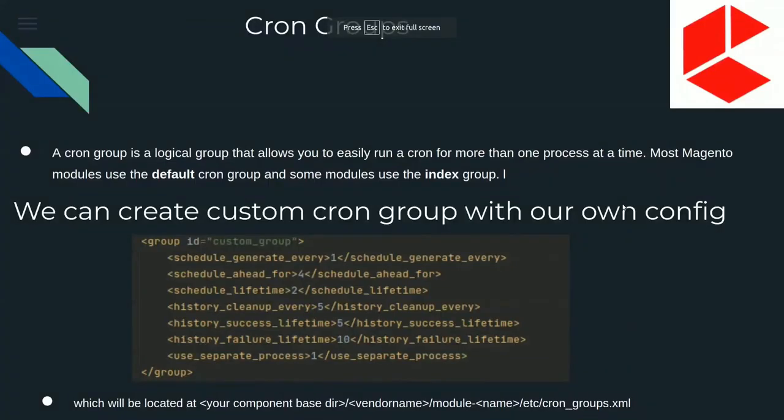Cron group is a logical group that allows you to easily run a cron for more than one process at a time. Most Magento modules use default cron group and some modules use index group. We can create our own custom group with our own configuration. As we can see, the crongroup.xml file will be located at the etc folder of our custom module.